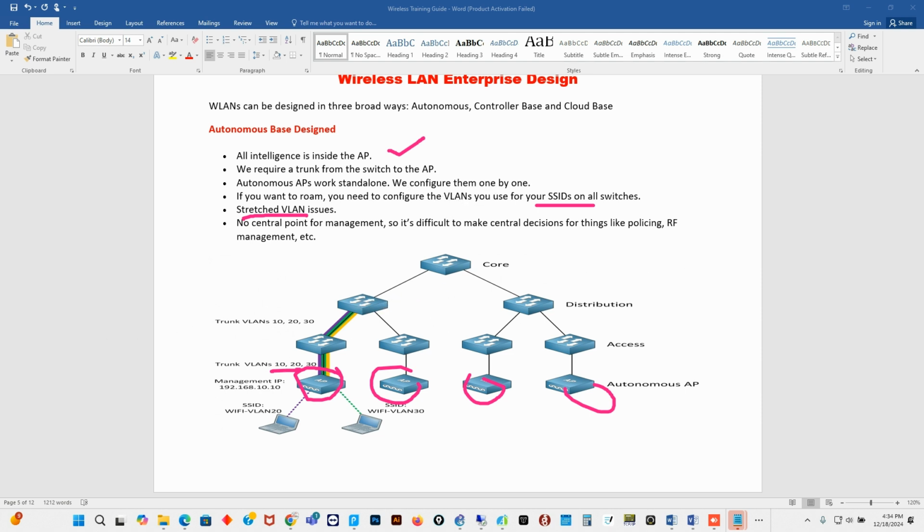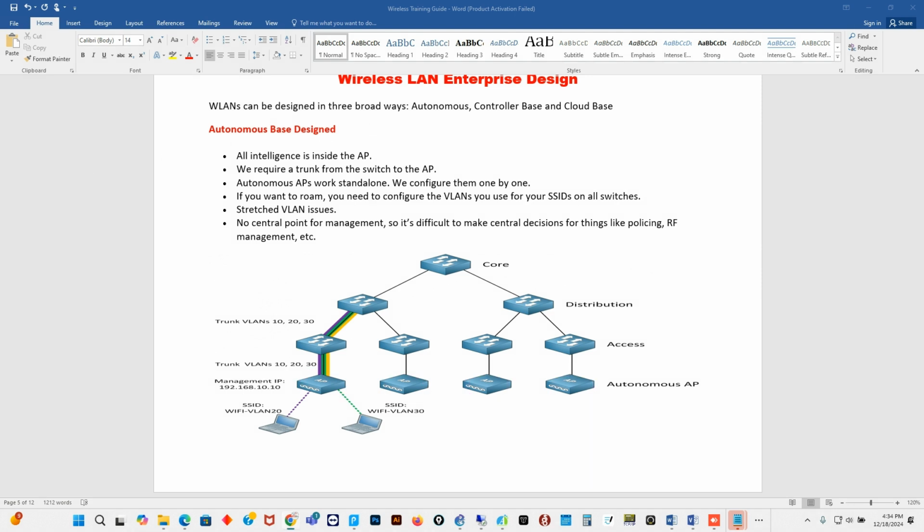And the downside of that is there is no central point of management, so it becomes very difficult in terms of policing and radio frequency management. But in simple terms, you can have a small company where they use autonomous APs, and I'm going to give examples of all those APs as we go further. But in that situation, you are going to have to manage them one by one, and when there is an issue, you have to deal with them one by one. So that is all about autonomous design.